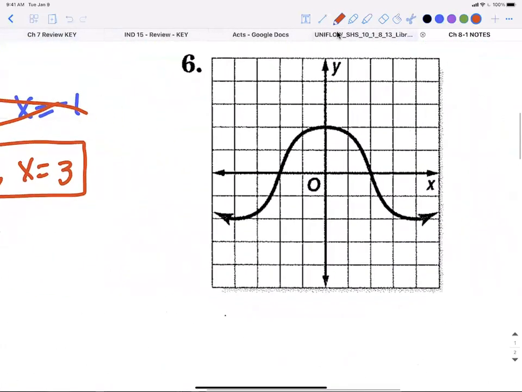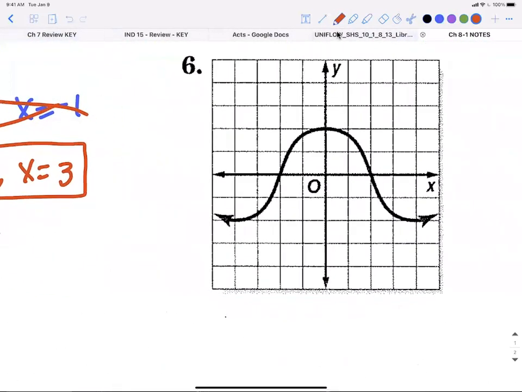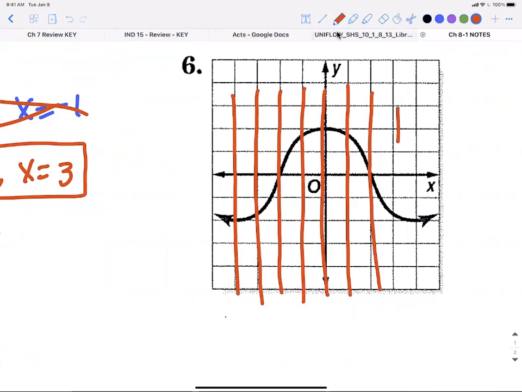How about this one? If I take a vertical line and I put it, say here, I can try it here, I can try it here, all the way across my graph. I run a vertical line. Is there ever a point where I hit my graph more than once? I hit it here. On this one, I only hit it there. I only hit it there. Each vertical line I try only touches my graph one time. So does this pass the vertical line test? Yes. So it is a function.